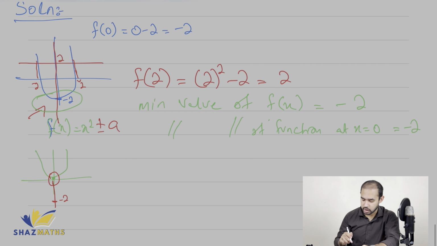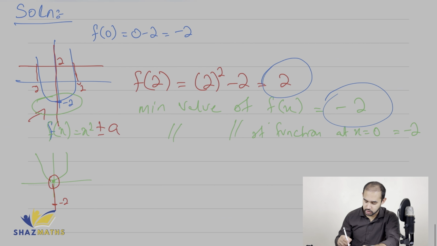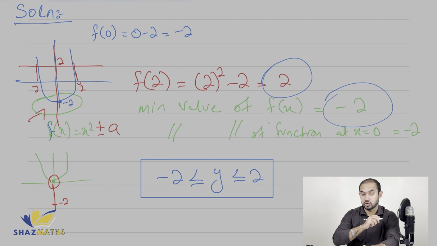Okay, now I have found the maximum possible value of the function, which was +2. I have found the minimum possible value of the function, which was -2. So what would be the range? The range would be y is greater than or equal to -2 and less than or equal to +2. So this would be the range of the function.